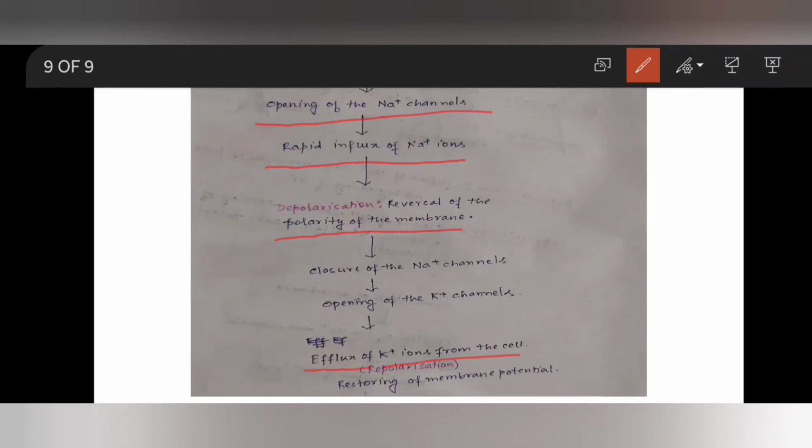All these events together are known as the action potential. What is the action potential? It is the sequential change in the membrane potential due to change in the concentration of various ions, which occurs due to the opening and closing of ion channels, and the conduction of the impulse throughout the nerve pathway in an undiminished way. This is known as the action potential. Okay?